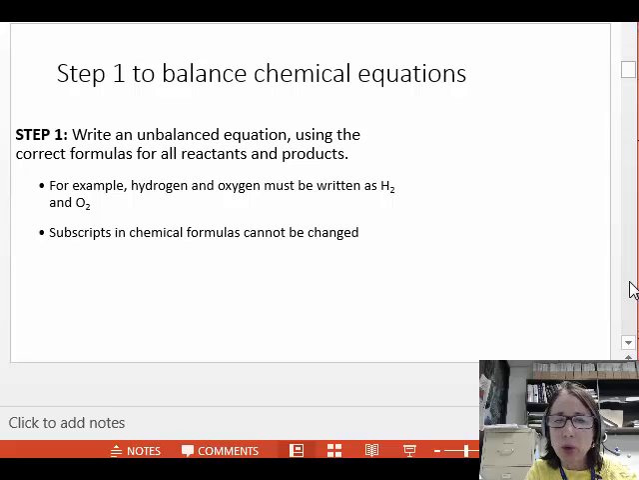When you balance a chemical equation, you may be required to write the formulas for the reactants and products. This might be step 1. Remember which elements exist as diatomic molecules. Hydrogen is written as capital H subscript 2 and oxygen is capital O subscript 2.